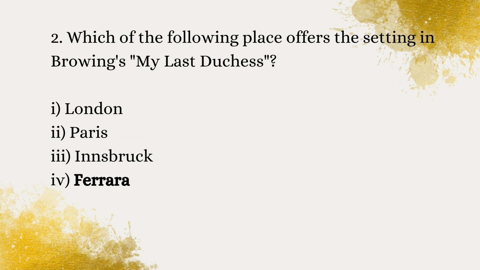Question number 2. Which of the following places offers the setting in Browning's My Last Duchess? The options are London, Paris, Innsbruck, and Ferrara. The right answer is Ferrara. We know that Innsbruck and Ferrara, these two towns are mentioned in the poem, and the poem is based on Ferrara, which is also the epigraph of the poem.